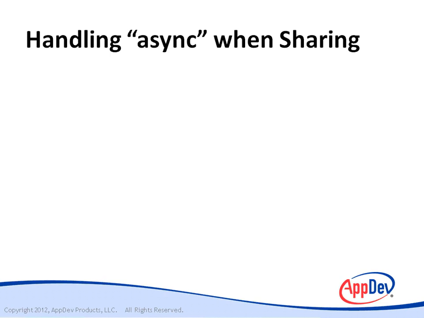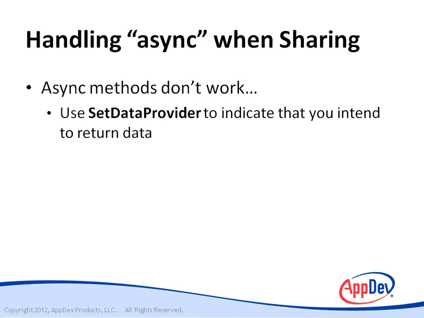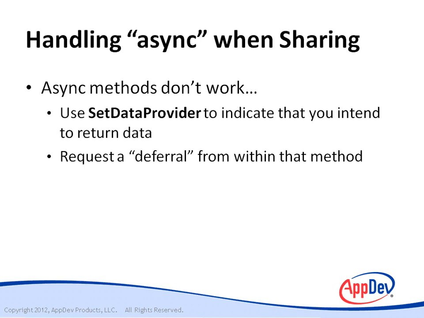When we're working with publishing shared data, we can't use async methods because what will happen is that Windows thinks when you drop into an await that the share process has finished. So what we have to do is use the setDataProvider to indicate that you intend to return data, and from within that method request a deferral. Deferrals happen a few times within the Win8 API, and in this particular instance this is called a pull request. Let's look at a demo.